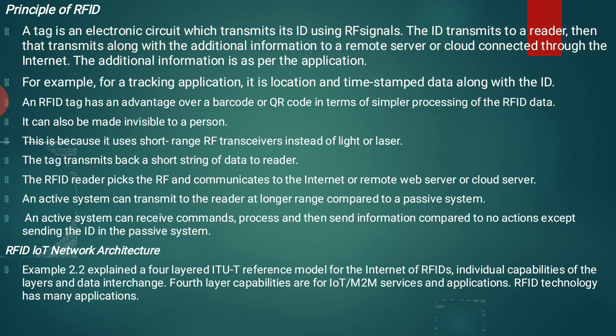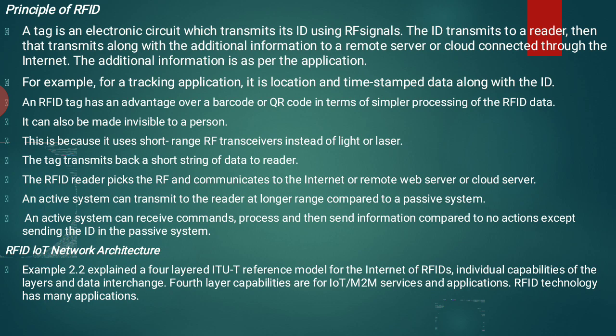The tag transmits back a short string of data to a reader. By using this tag, we are transmitting back a short string of data to the reader circuits. The RFID reader picks up the radio frequency and communicates to the internet or remote web server or cloud server. So it identifies the ID through the radio frequency signal and communicates it over the internet or remote web server or your cloud servers.